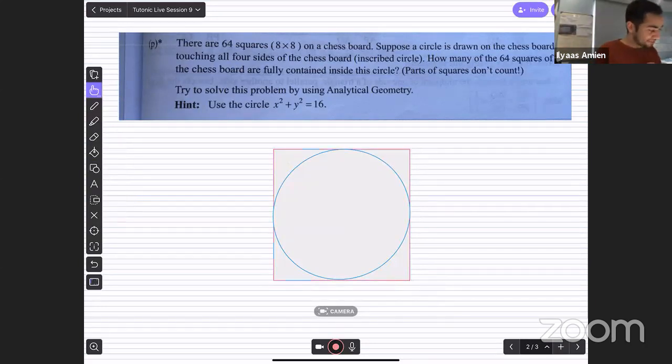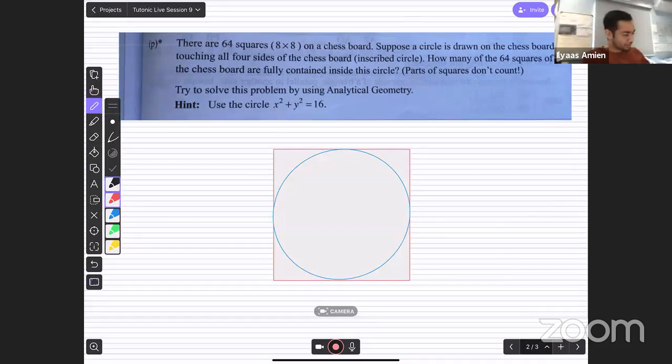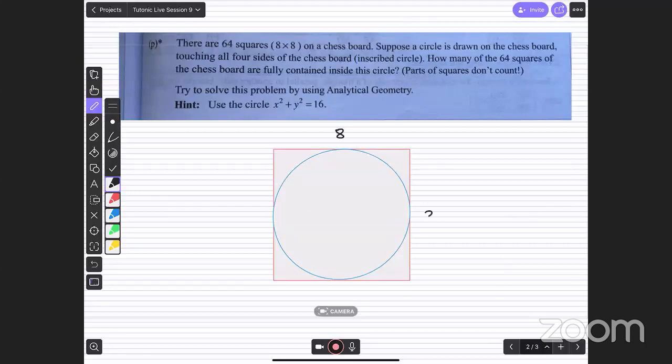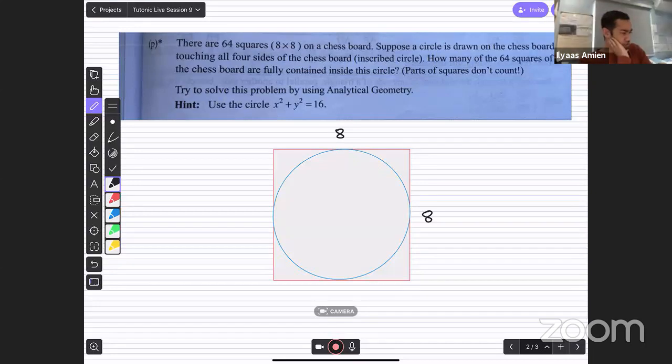There are 64 squares, 8 times 8, on a chessboard. Suppose a circle is drawn, touching all 4 sides. How many of the 64 squares are fully contained? Part of squares don't count. Use the circle equation, x squared plus y squared equals 16.